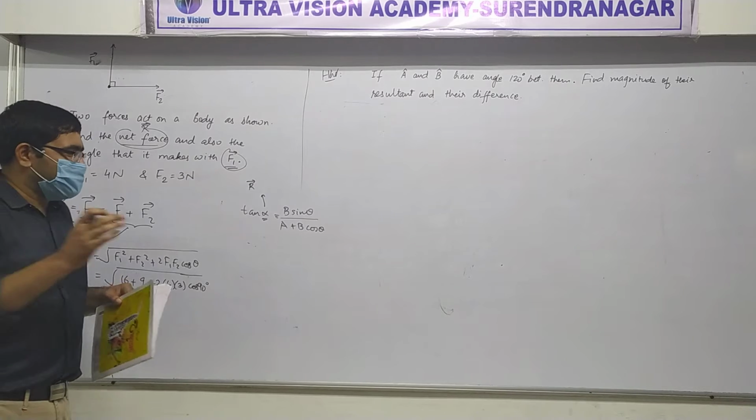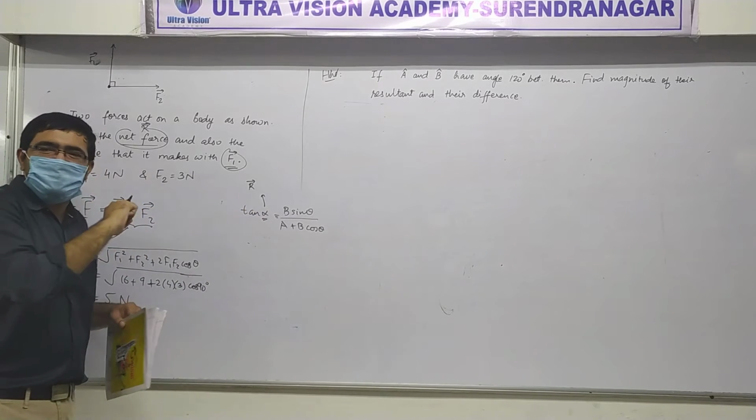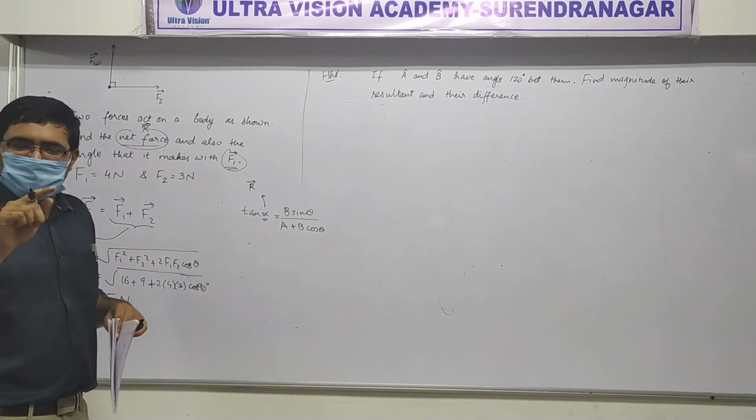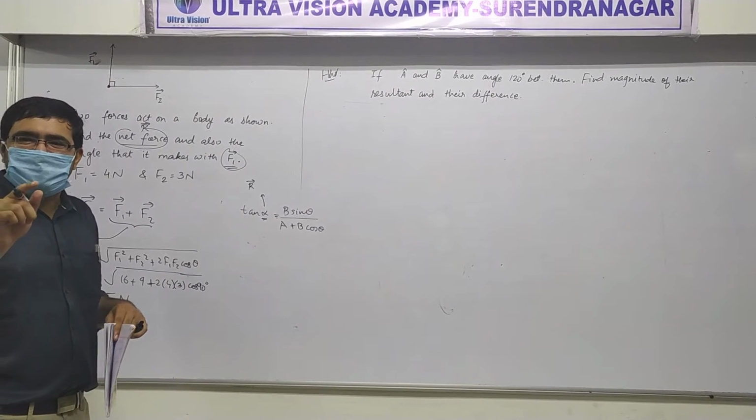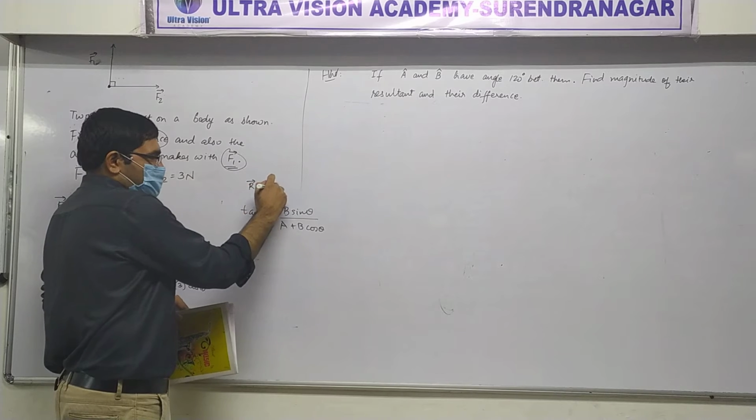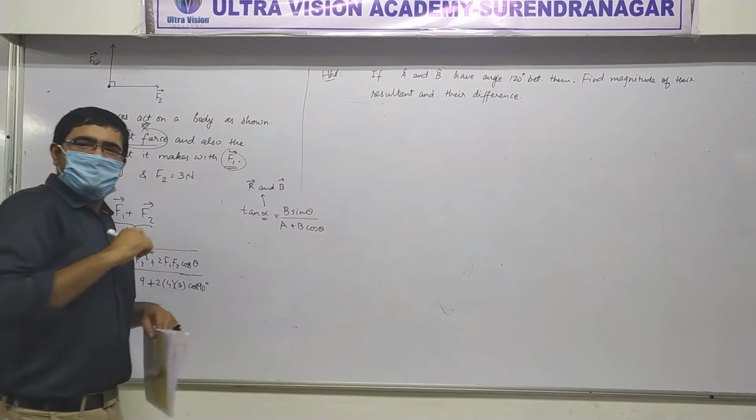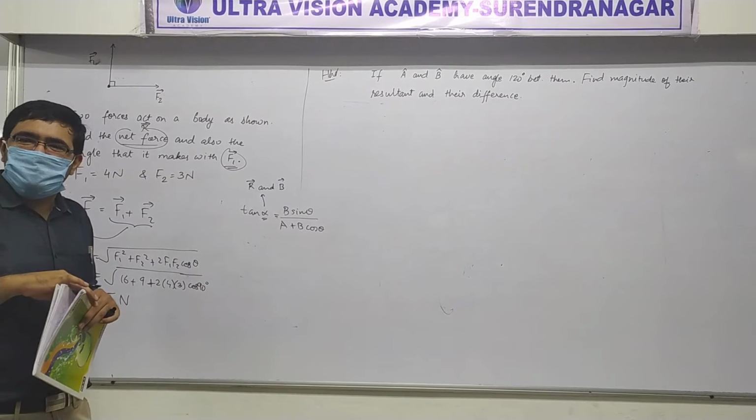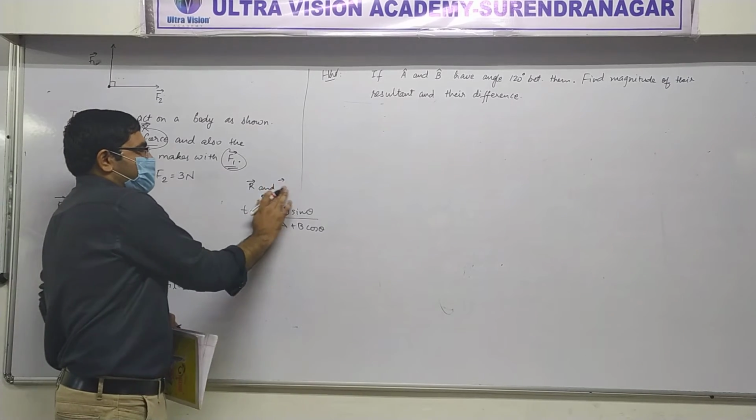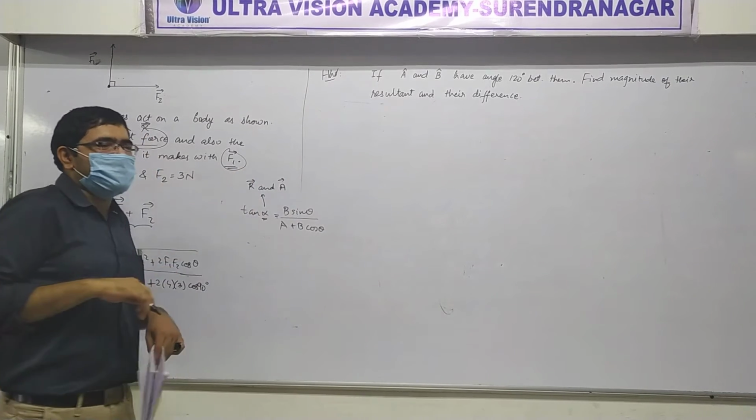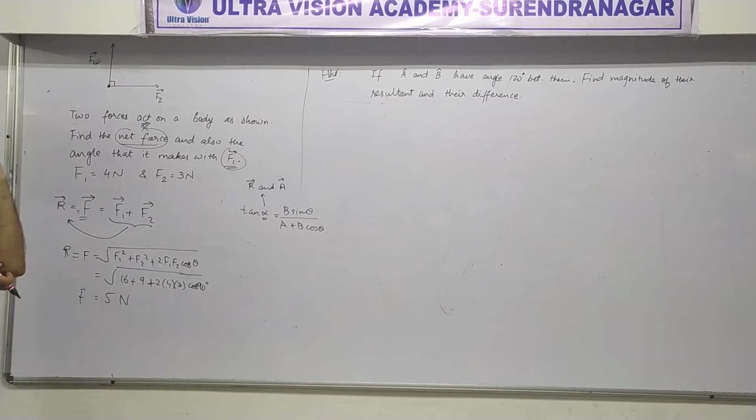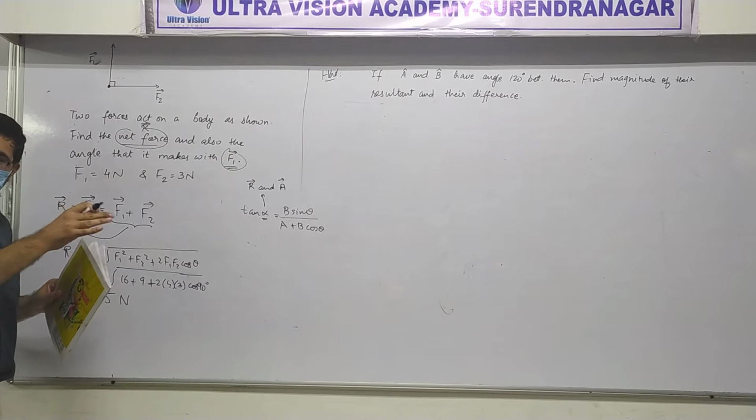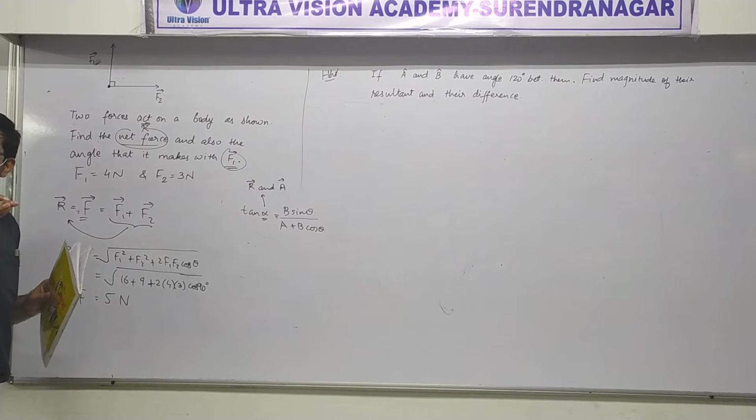Right? Okay, Anjali, continue. What is alpha? Angle between R vector and B vector. A vector. It is the angle between R vector and A vector. So here we want to find the angle between R vector and which vector? F1. So A will be F1 and B will be F2.